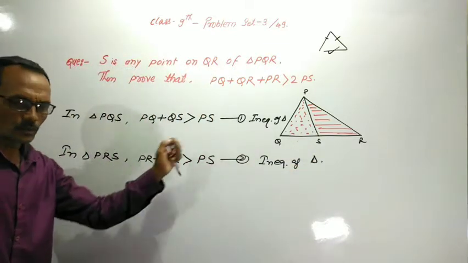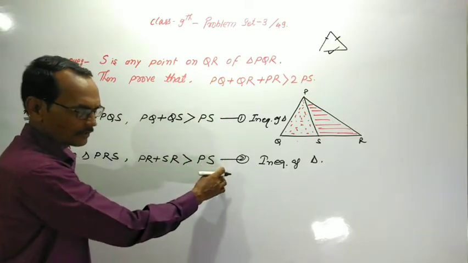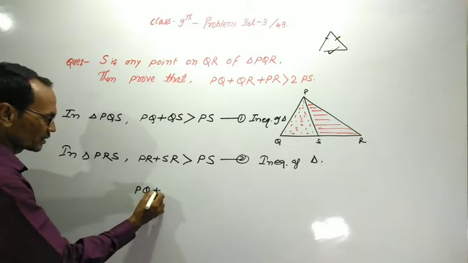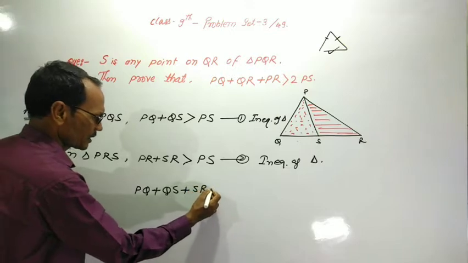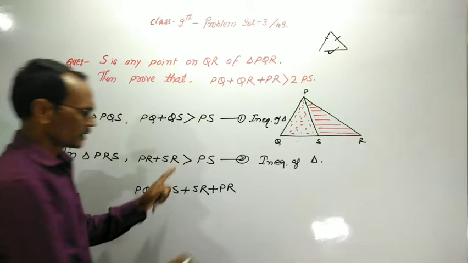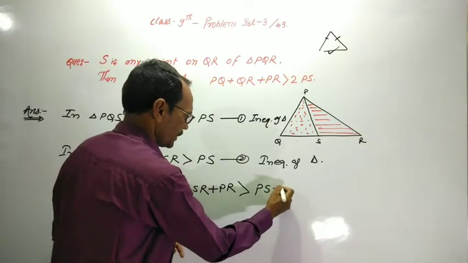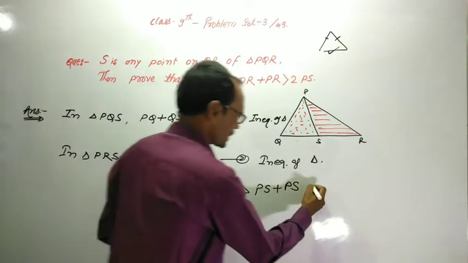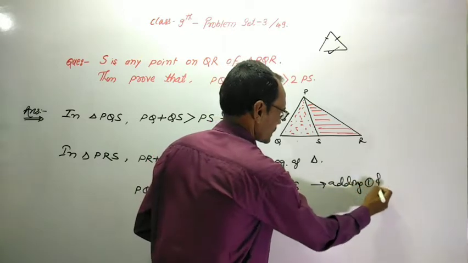Taking the sum of these two, I can add equation number 1 and equation number 2. We get in LHS PQ plus QS plus SR plus PR is greater than PS plus PS, adding first and second.